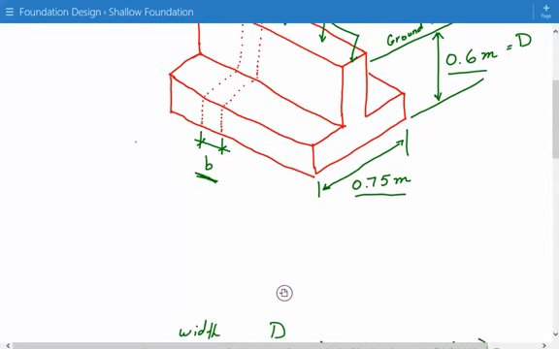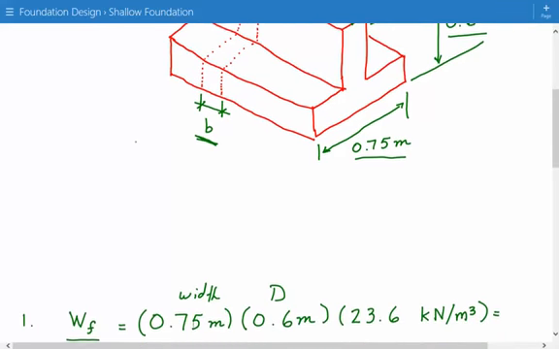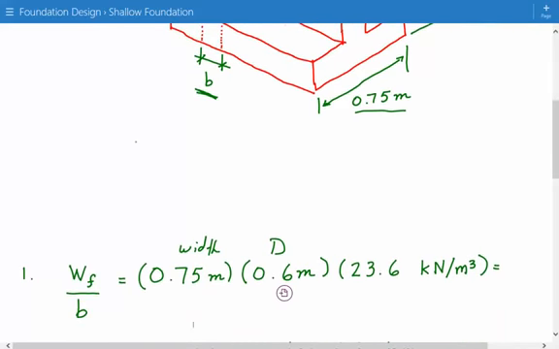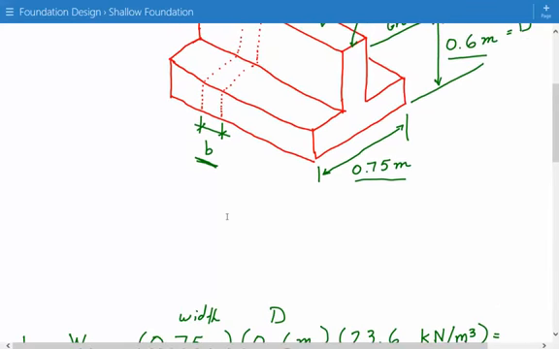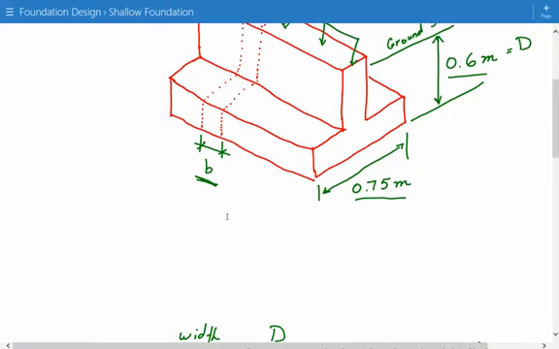So the first thing we need to do is calculate the weight of the foundation, including the weight of the soil above the foundation, if any. So this is going to be equal to the width of the foundation multiplied by the depth multiplied by the unit weight of the foundation. So since this is made of concrete, reinforced concrete, the unit weight is 23.6 kilonewtons per meter cubed. And the depth we're taking as 0.6 meters, that's the distance from the ground surface to the bottom. So we're being a little bit conservative.